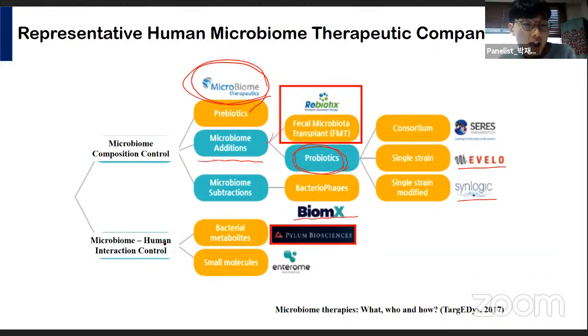If we look at the second sector, dealing with microbiome-human interaction control, the company called Psomagen Biosciences is applying bacterial metabolites, and I heard it's dealing with the issues of the gut-brain axis, as the previous presenter has explained.